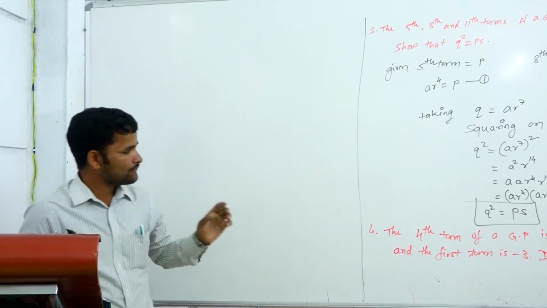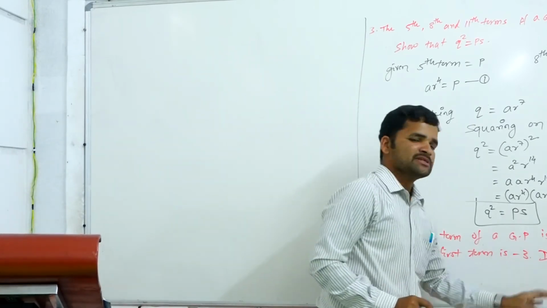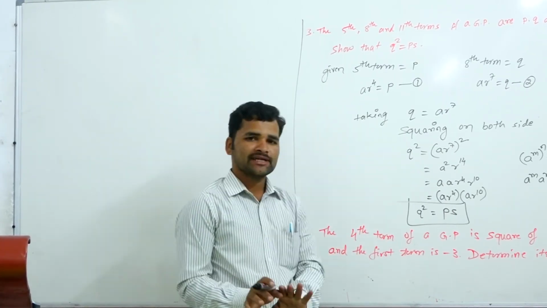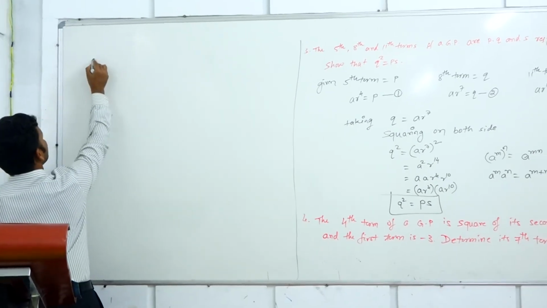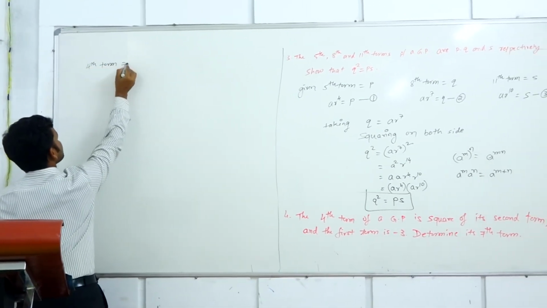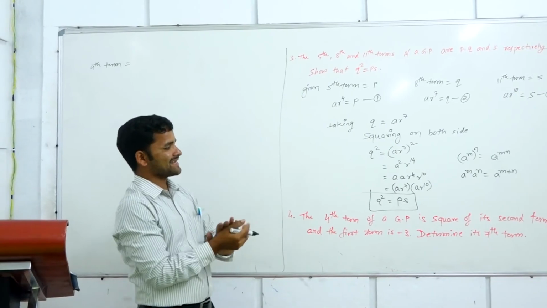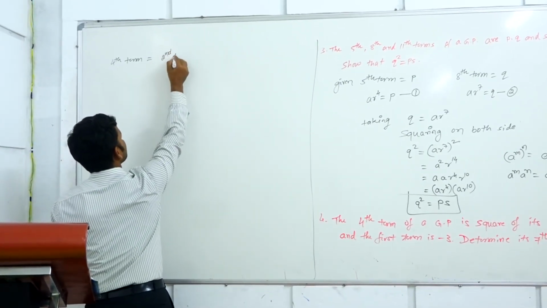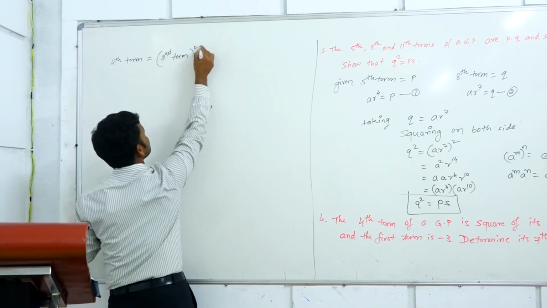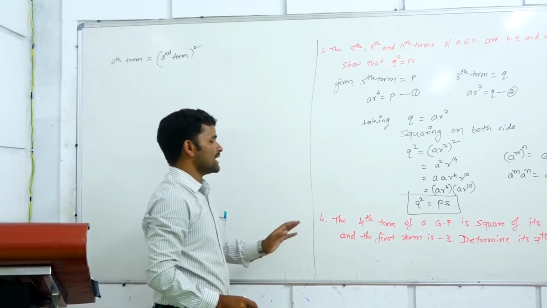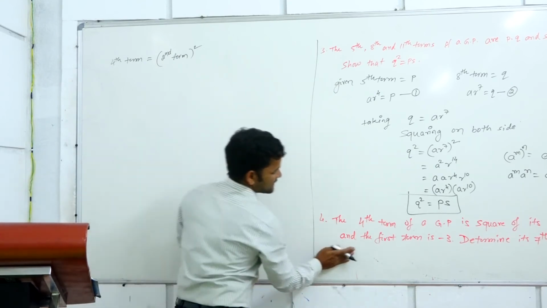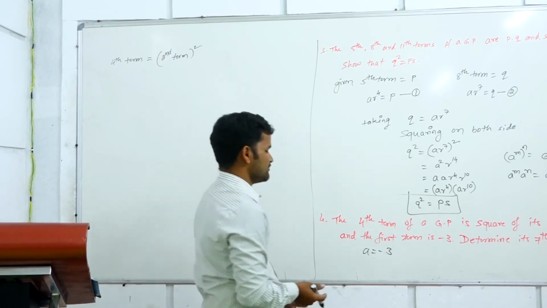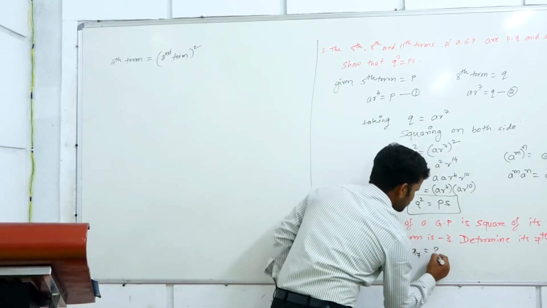Read the question. Fourth term of a GP is means equal to. Kannada medium students will be getting confused with the sentences here. Is means you take equal to. Fourth term is equal to square of second term, means second term, it's a square. This is given to us, and the first term is minus 3. Let me write it here only. That is a is equal to minus 3. Determine its seventh term, means what? A7 is equal to question mark.